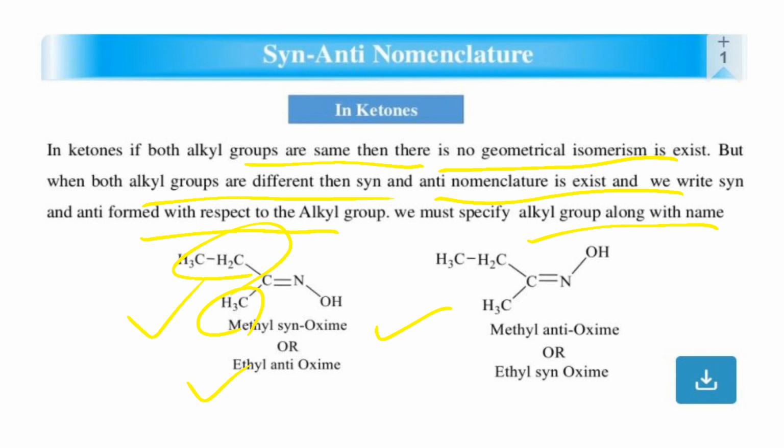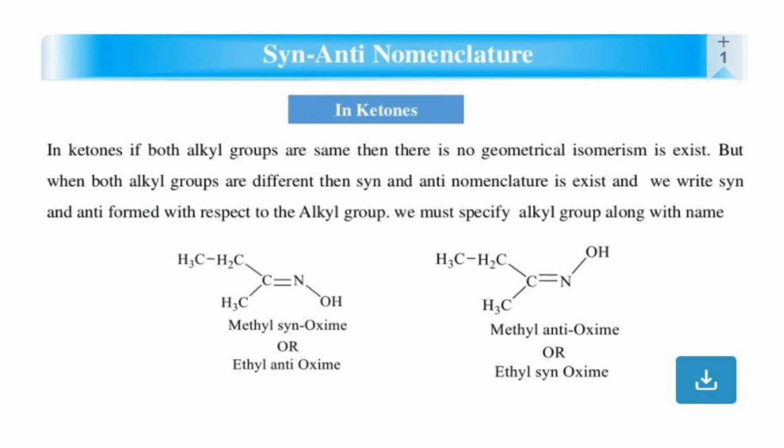This is methyl syn oxime. In this case, with the methyl group and ethyl group, this is methyl anti oxime, which is ethyl syn oxime. This is the syn anti nomenclature in the case of ketone: methyl syn oxime and ethyl anti oxime, or methyl anti oxime and ethyl syn oxime. If both alkyl groups are the same, there is no geometrical isomerism, but if the alkyl groups are different, the syn anti nomenclature exists.